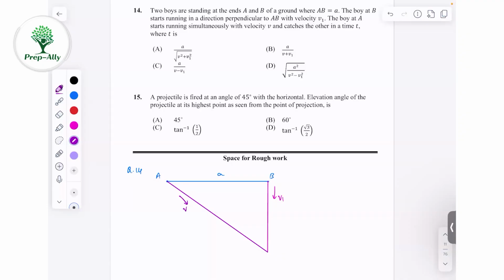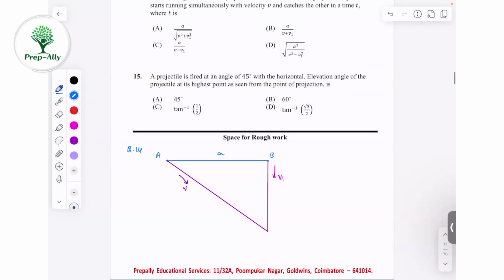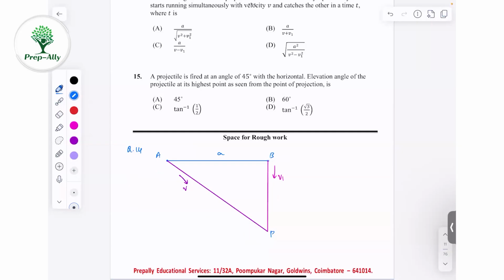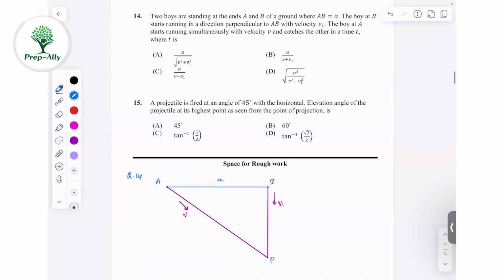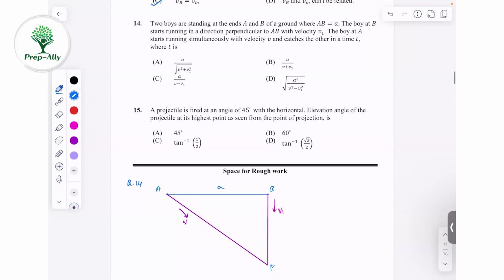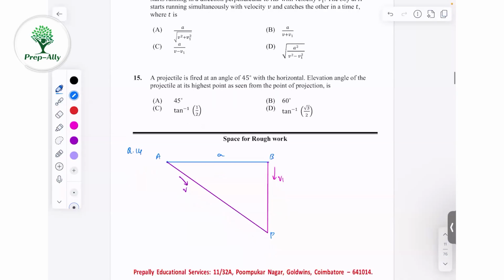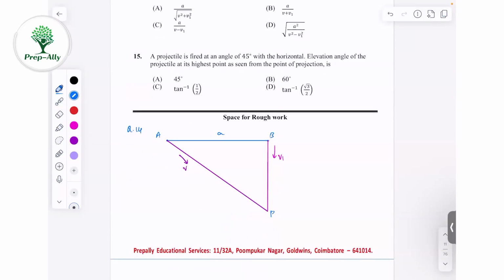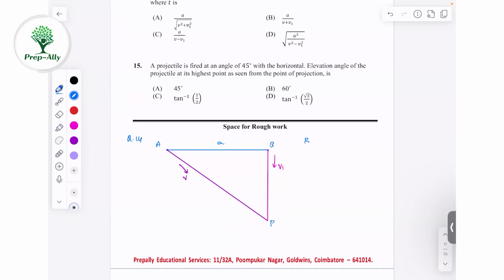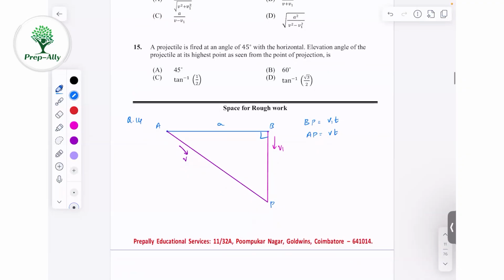Okay. And they catch each other in a time t. So let us say this point is P and they are at P at time t. So he's asking us to find that time t when the boys will meet. So you see here, we know that distance is velocity into time. So we can say that BP is going to be V1 into T and AP is going to be V into T. But what we have here is a right angle triangle.